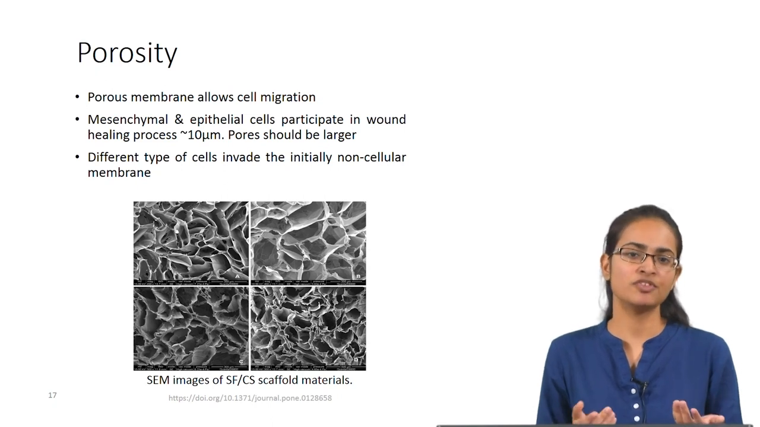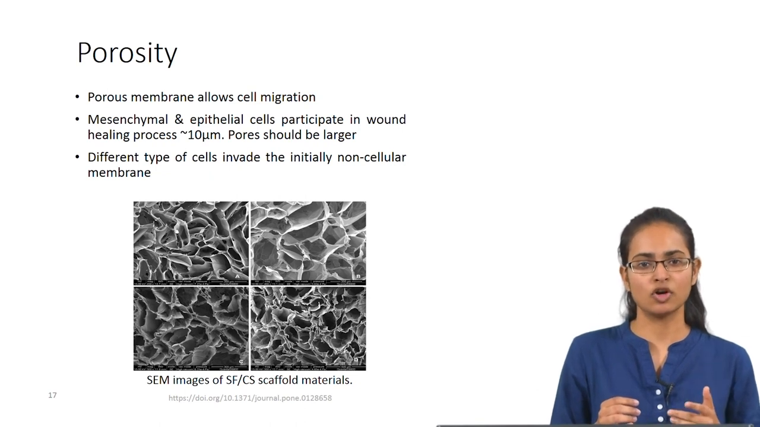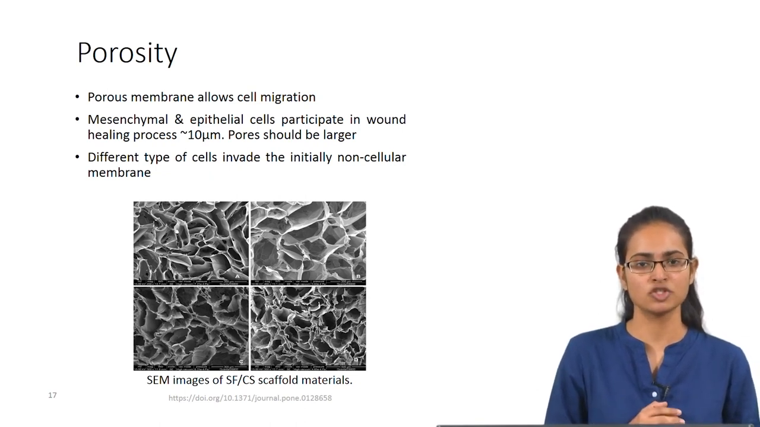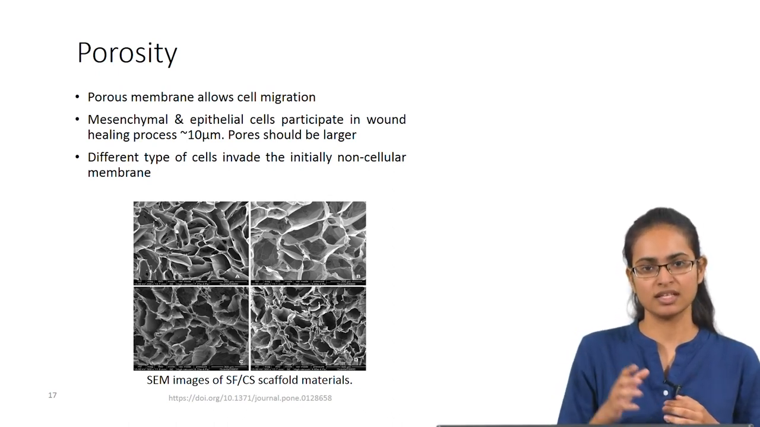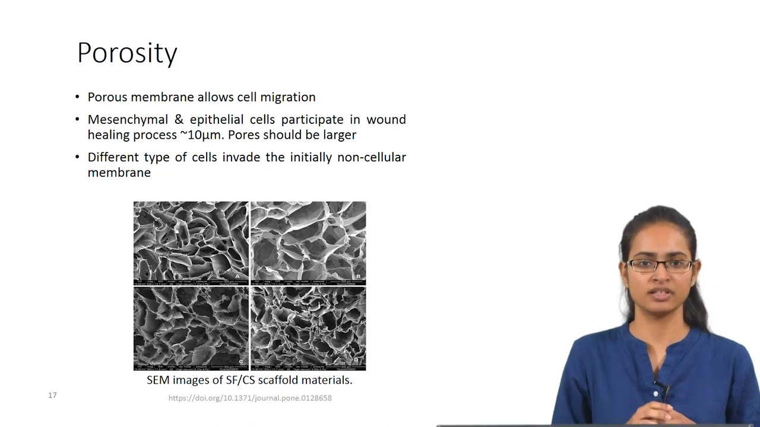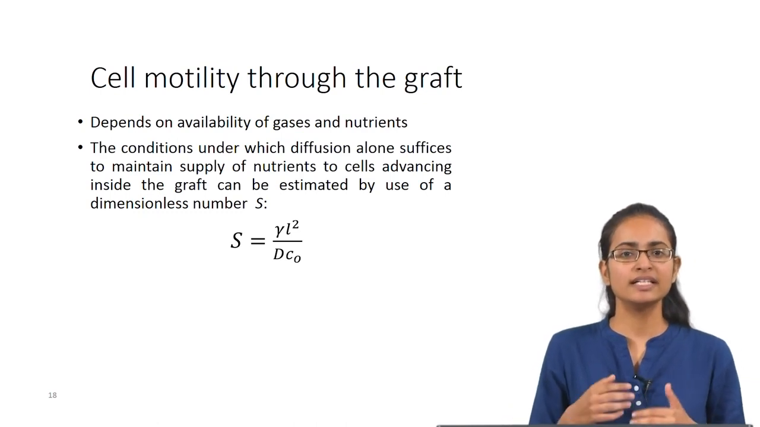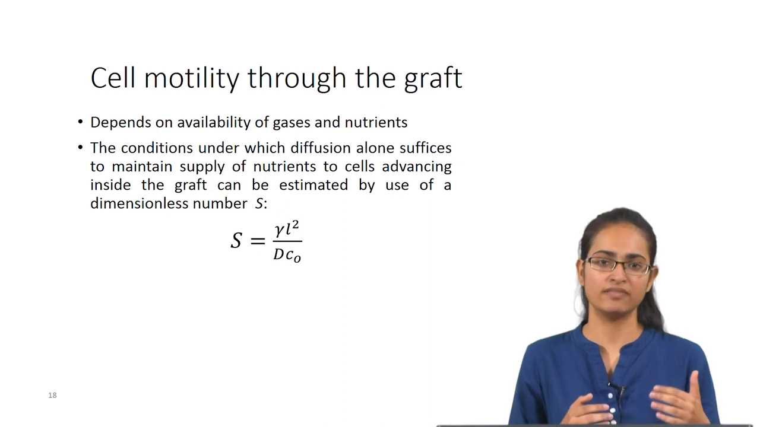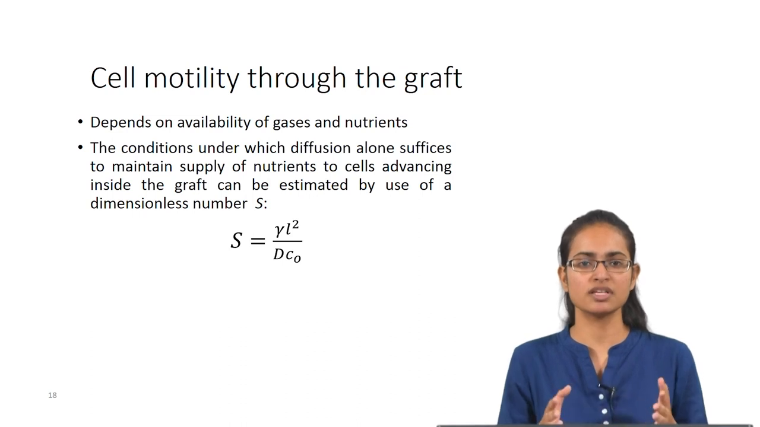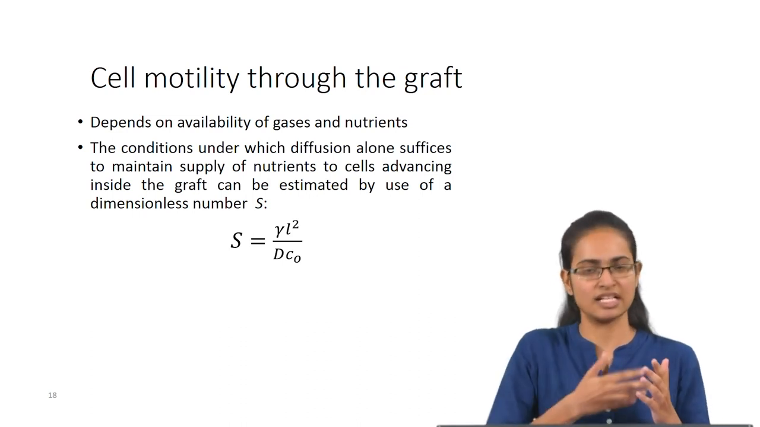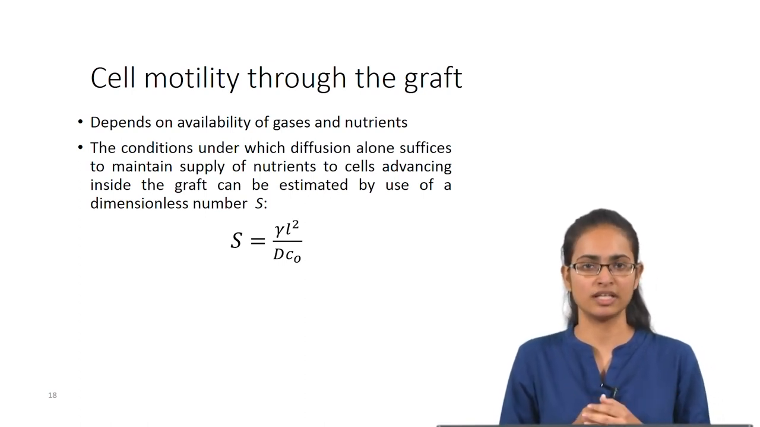Also, different types of cells invade the initially non-cellular membrane. This is a scanning electron microscope image of a silk fibroin chitosan blend scaffold. So, you can see the interconnected pores in the image. Cell motility through the graft depends on the availability of gases and nutrients. So, the conditions under which diffusion alone suffices to maintain the supply of nutrients to the cells that are advancing through the graft is estimated using a dimensionless number S.